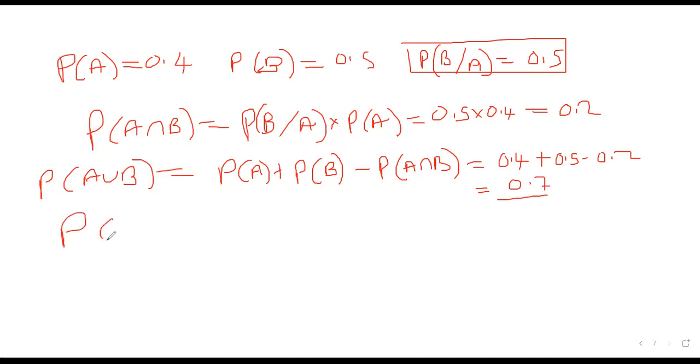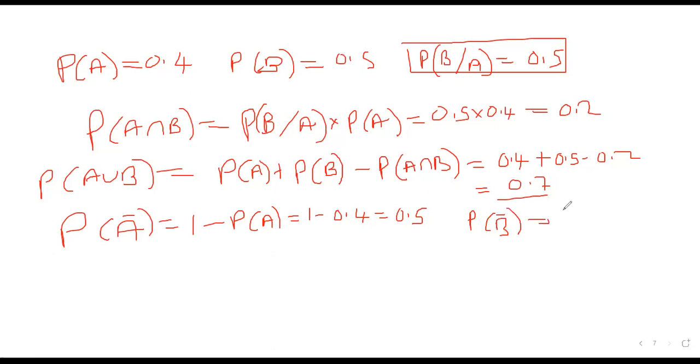Can somebody help me? What is the complement of A? It is 1 minus probability of A itself. So what is the probability of A? 0.4. When you subtract it from 1, we get 0.6. And what is the complement of B? It is 1 minus B itself. So since B is 0.5, 1 minus 0.5 is 0.5.